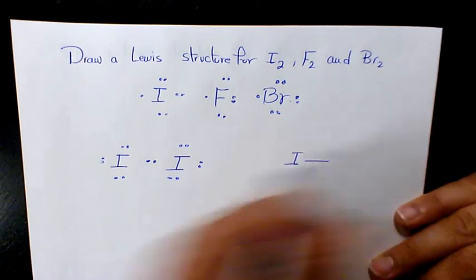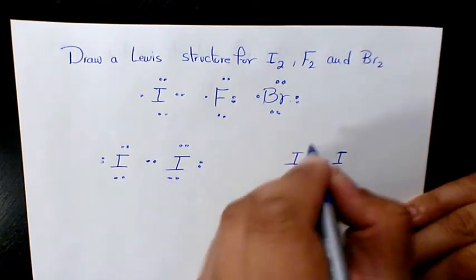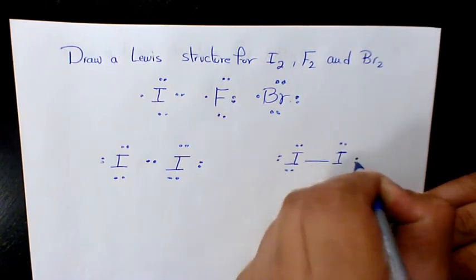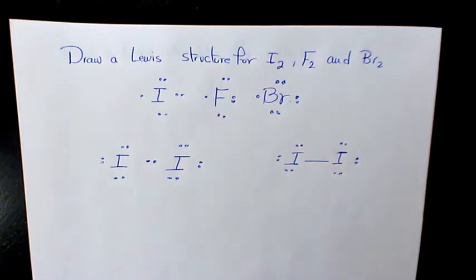And we place a dash for the bonding pair, and we place the lone pairs around it. So that's going to be the Lewis structure of I2.